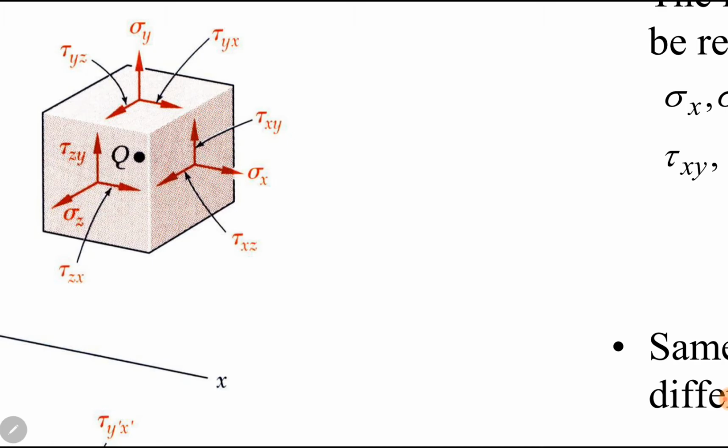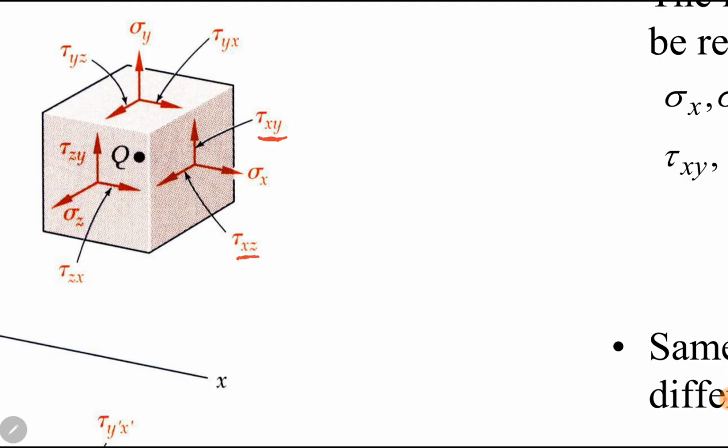Tau xy and tau xz. The first subscript x denotes the direction perpendicular to the plane, and the second subscript y denotes the direction of the force. Here the first subscript x denotes the perpendicular axis to the plane, and z denotes the direction of the force. Similarly, on each surface there are 2 shearing stresses.